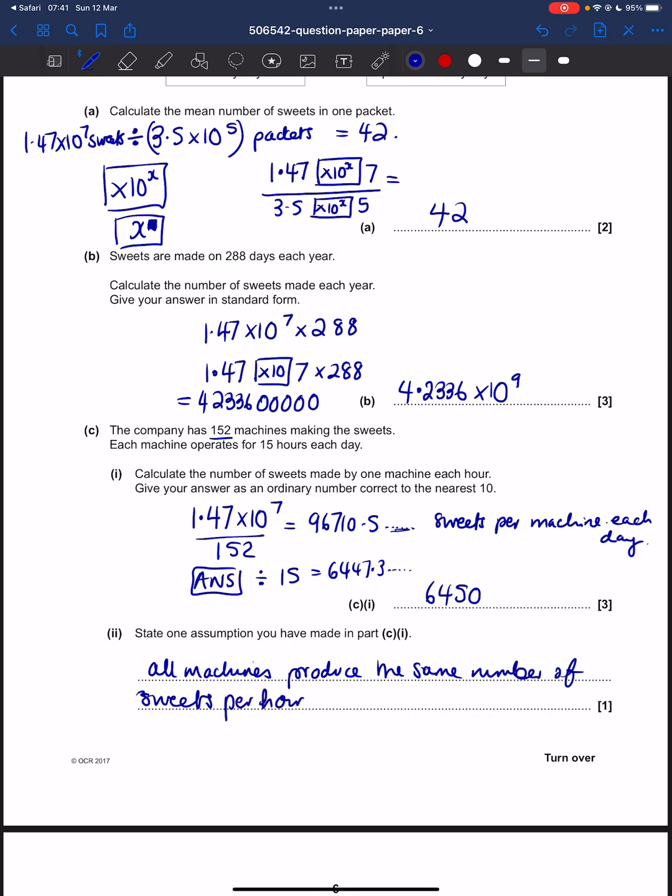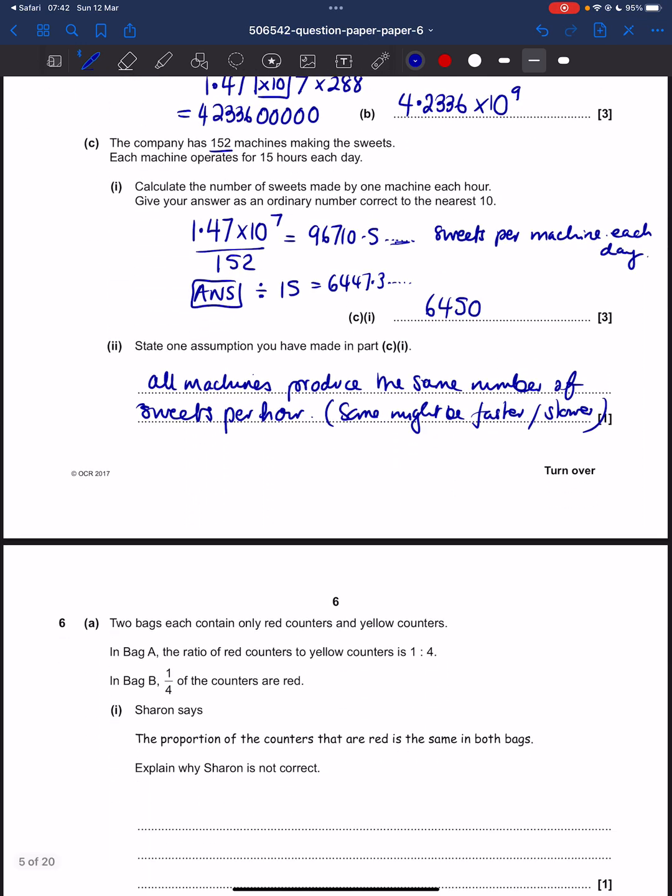Per hour. So some might be faster or slower. We don't know if we've got big machines, small machines, and that they all work. Sometimes they might break down for an hour or two. Anyway, we don't need to elaborate.